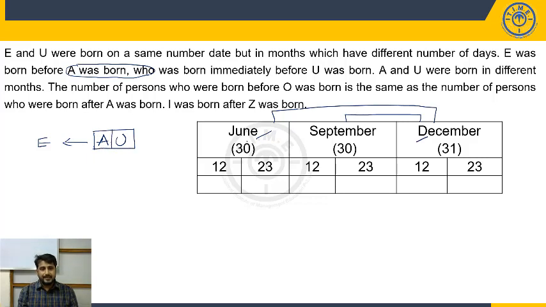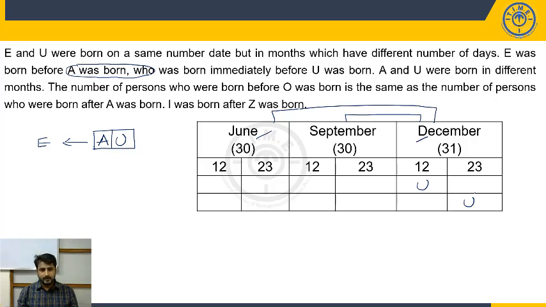Means if E is in June, U has to be in December. It could be 12th or 23rd. If E is in September, U has to be in December. So in any case, U will be in December because it has to be a different number of days and E is before U, right? So in one case U is December 12th. In the other case, U is December 23rd. One of these two is valid.